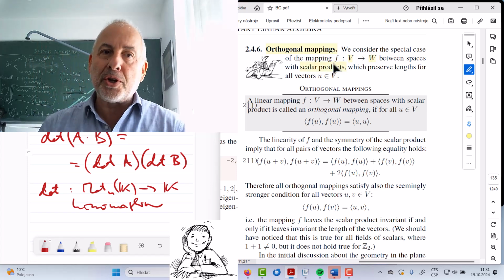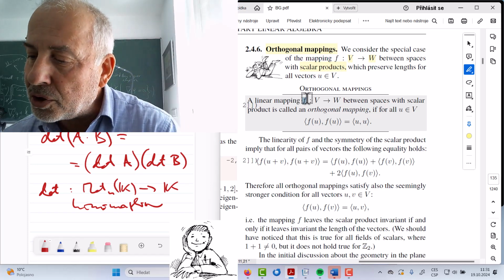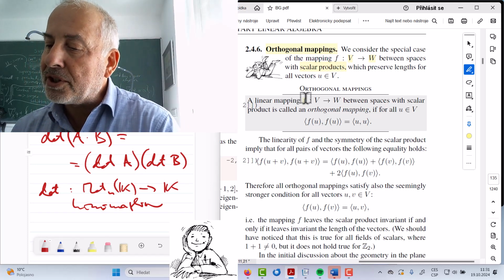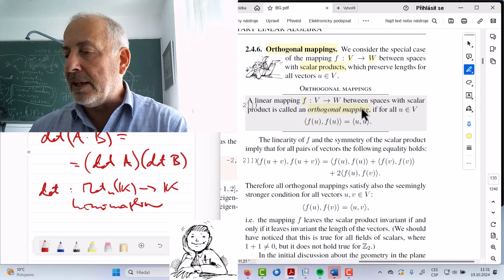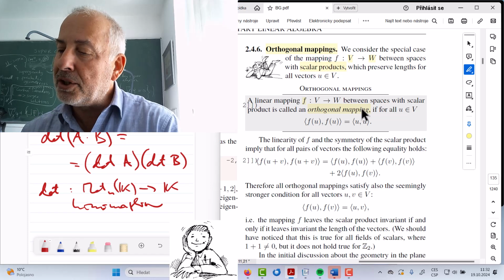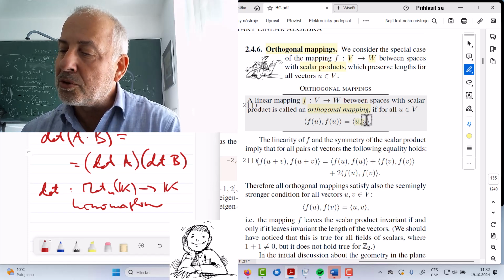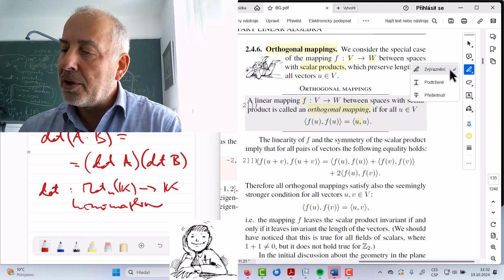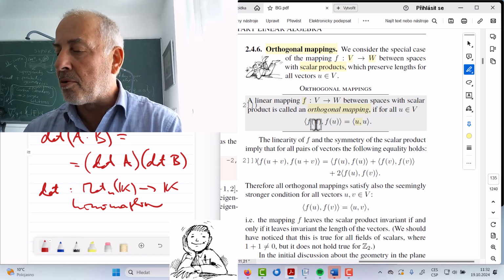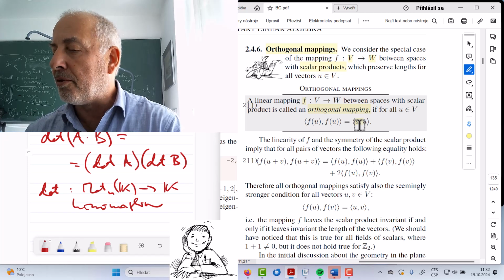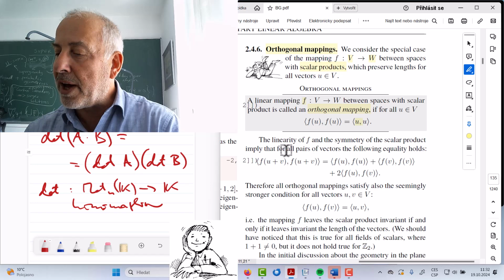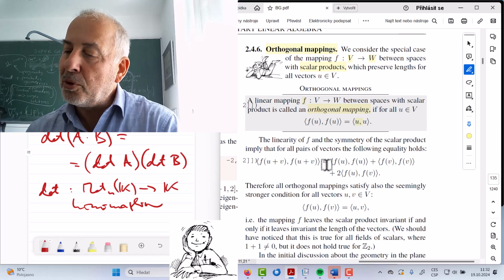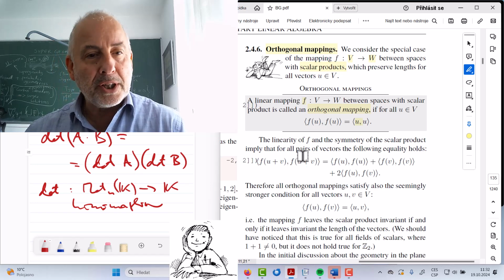And let's restrict our attention to mappings which preserve the scalar product. So we call them orthogonal mappings. And it can be seen that it's enough to test it just on the norms of u, right? So the norm of the value is the same as the norm of the original vector, because if you plug it in this way, then you find out that you can compute the rest out of these. So that's easy.